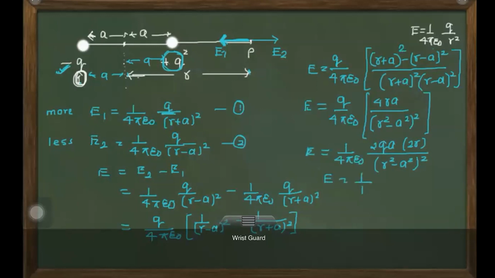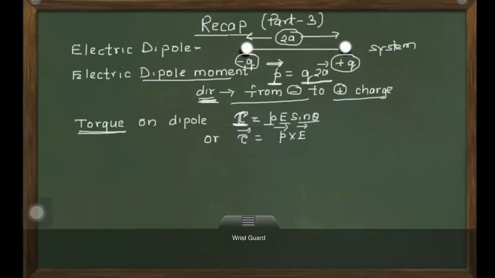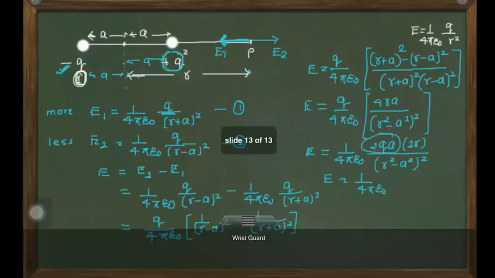So you can write here, E is equal to 1 by 4 pi epsilon naught, and then 2qa can be written as P. As I told you earlier, in your previous session, it was told that P is equal to 2qa. So I am going to put it here: 2qa is equal to P into 2 into R divided by R square minus A square whole square. This is the value of it.